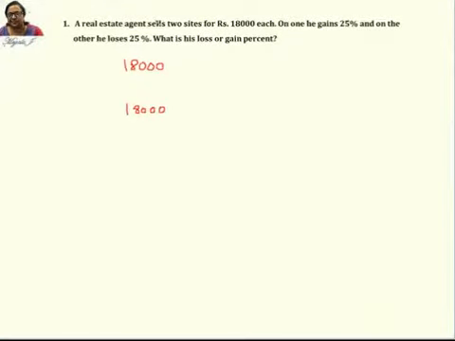What is given here is, on one, he gets a gain of 25%. So when he gets a gain of 25%, that's a profit of 25%. In that case, selling price is equal to 1.25 CP. When he's getting a loss of 25%, then in that case, selling price is going to be how much? 0.75 CP. And then replace the value.